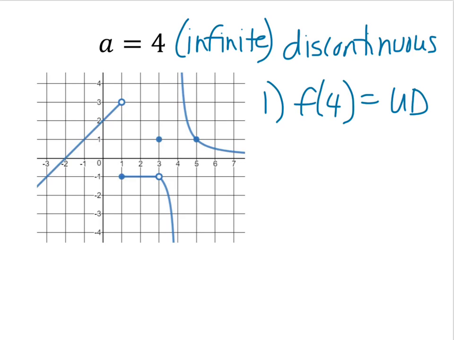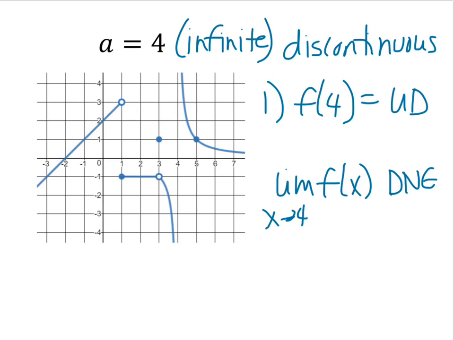This type of limit as well. Another way that you could see it, if you were trying to find the limit as x approaches 4, we would say that limit does not exist because it's an infinite type limit. So either way you think about it, the function is definitely not continuous when x is 4.